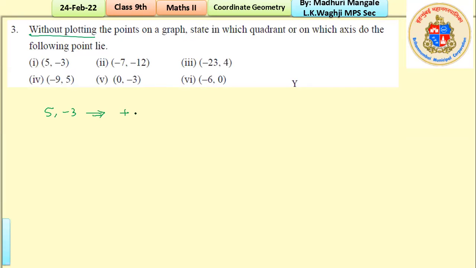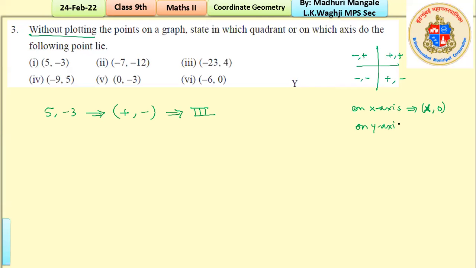So the sign convention: first a positive, then a negative. Clearly that's the fourth quadrant. Okay, so here I'll draw it out. Positive and positive, first quadrant; negative and positive, second quadrant; negative and negative, third; positive and negative, that's the fourth quadrant. Any point which is on the x-axis is of the form x, 0, and any point which is on the y-axis will be of the form 0, y.